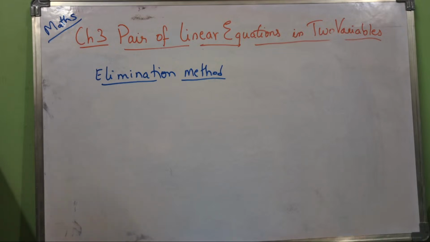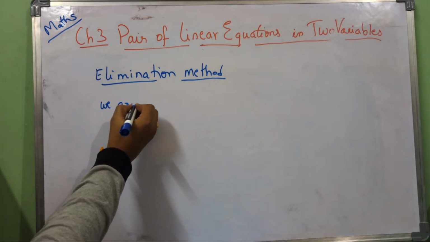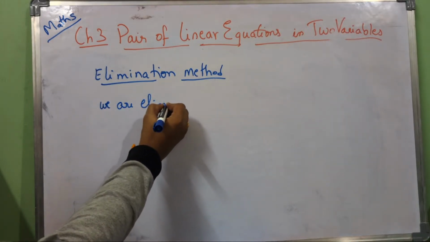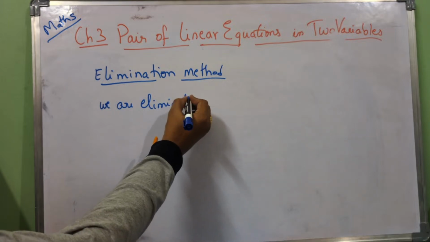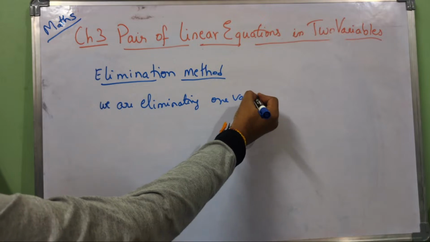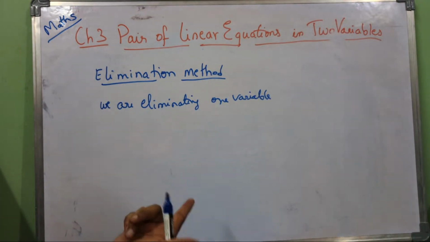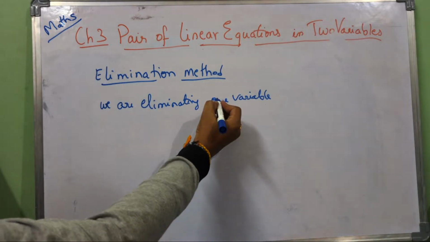So the name itself is suggesting that we are eliminating something. That's why the name is elimination method. So what we are doing is we are eliminating one variable, such that, okay, let's write the definition. We are eliminating one variable. It can be x or y, doesn't matter, but we are eliminating one variable such that our equations become linear terms, like one variable, one equation. We can easily get it.